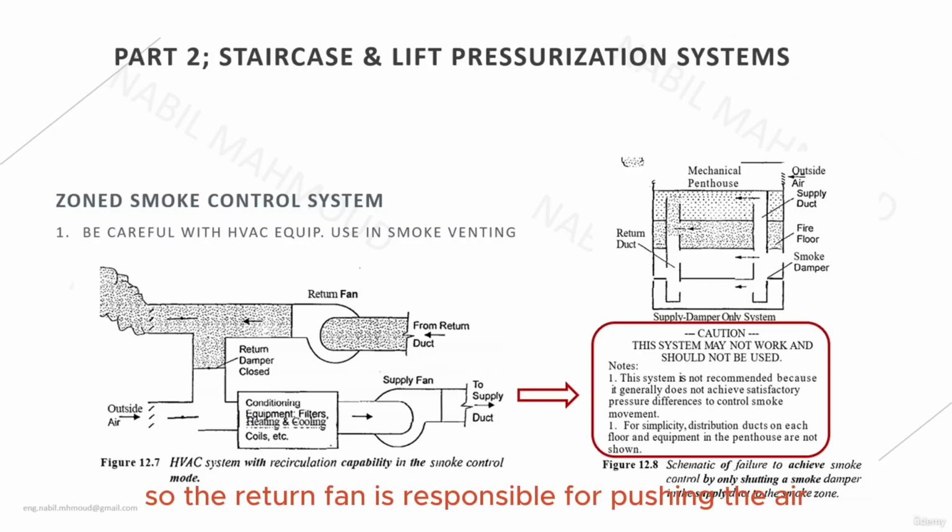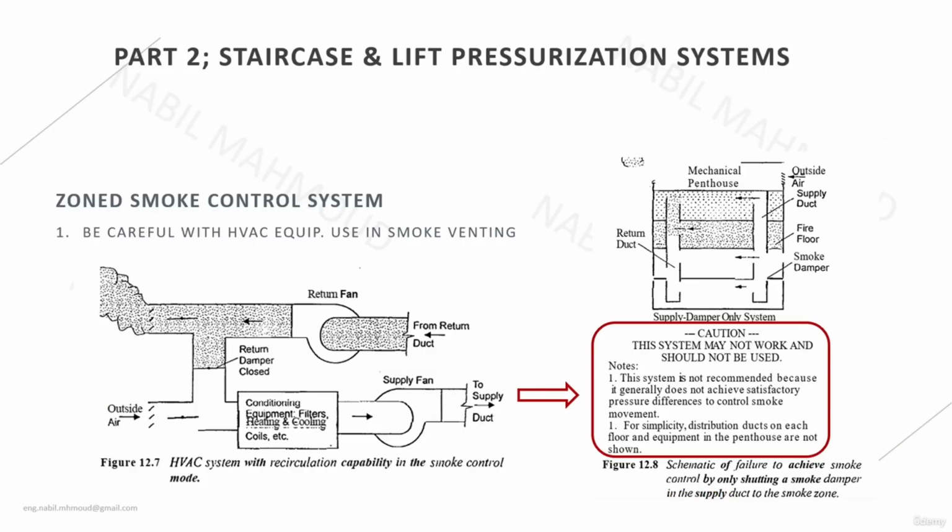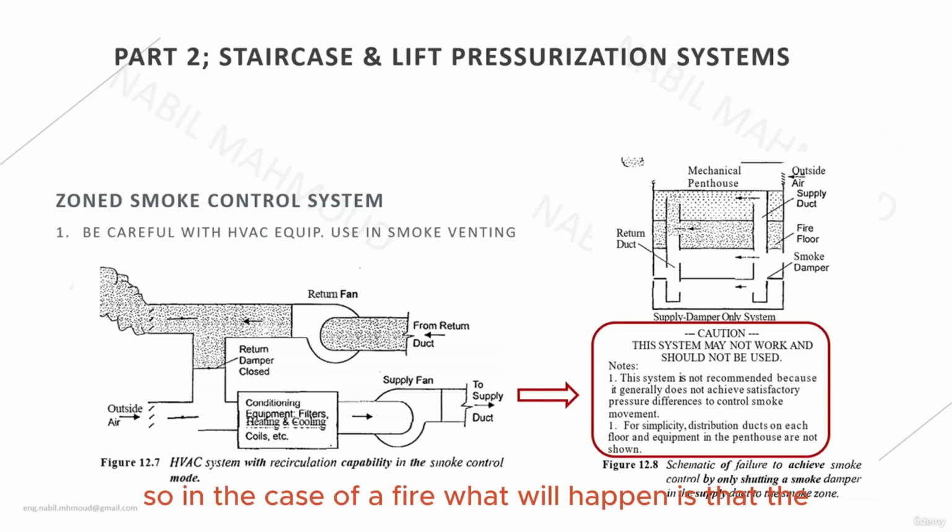So the return fan is responsible for pushing the air through the return duct until it reaches the air conditioning equipment filter or coil. And the supply fan is responsible for supplying the air through the distribution ductwork to the air outlets and air terminals. So in the case of a fire, what will happen is that the air handling unit should normally close the dampers which are penetrating the fire rated walls, and especially the dampers on the supply side, because I don't want to supply fresh oxygen to the fire.